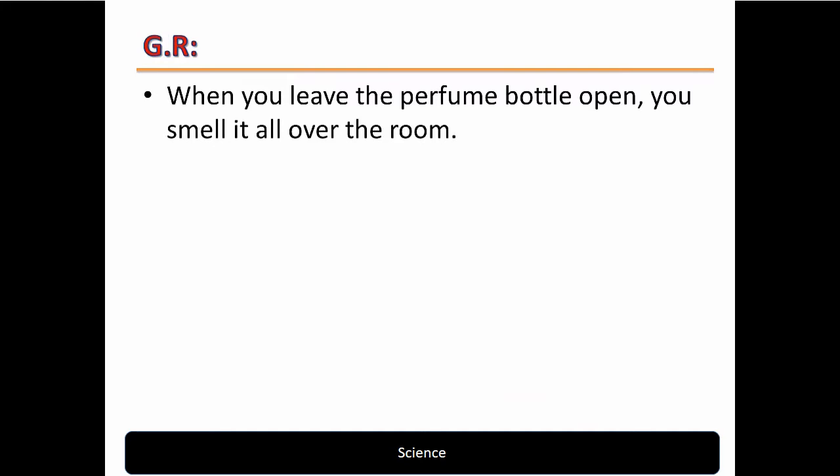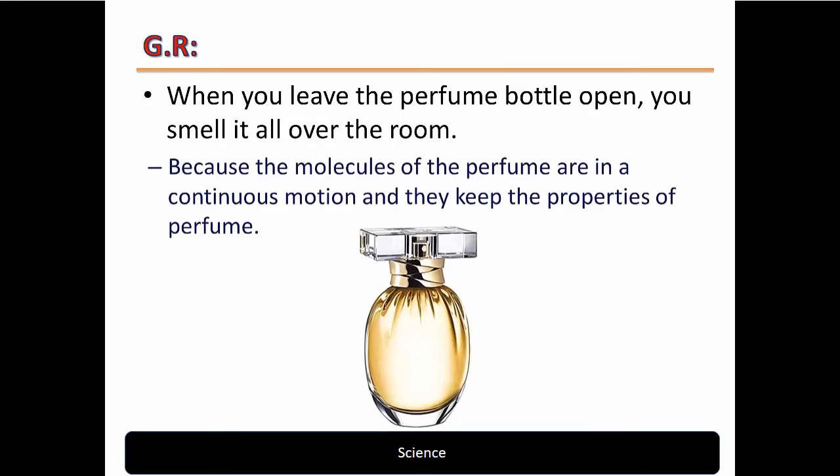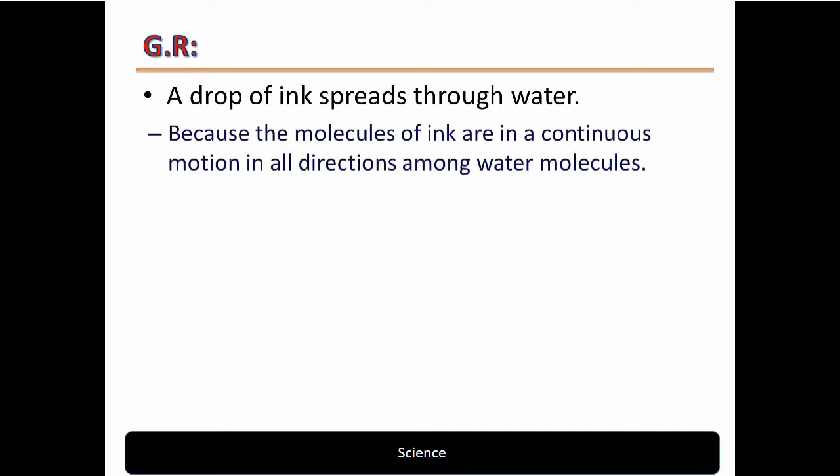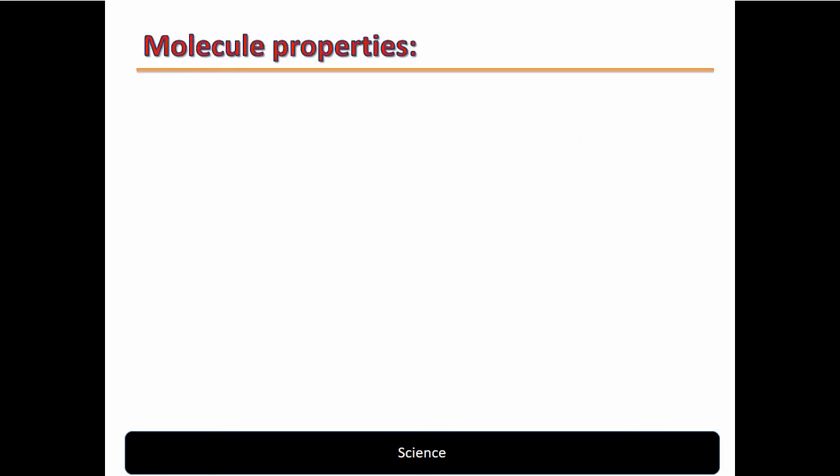Give reasons for: when you leave the perfume bottle open, you smell it all over the room. This is because the molecules of the perfume are in continuous motion and they keep the properties of perfume. Another give reason question: a drop of ink spreads through water because the molecules of ink are in continuous motion in all directions among water molecules.